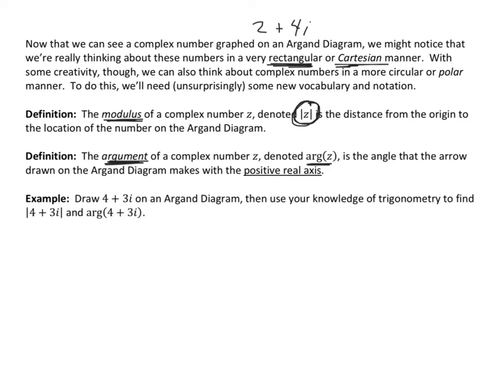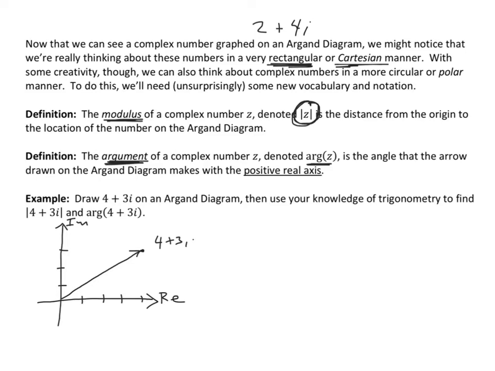All right, so first, let's draw 4 plus 3i on an Argand diagram. I'm going to shift my Argand diagram a little bit. I can tell that this is in the first quadrant, so I'm going to focus my graph on the first quadrant. So real and imaginary. If I go 4 in the real direction and 3 in the imaginary direction, I get this point here, 4 plus 3i, and then I draw this arrow that I've been talking about.